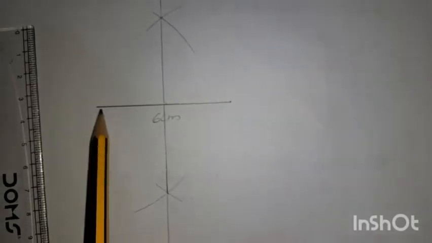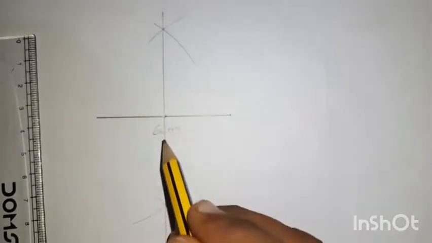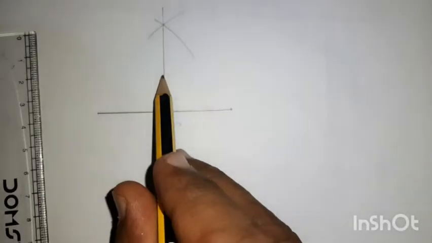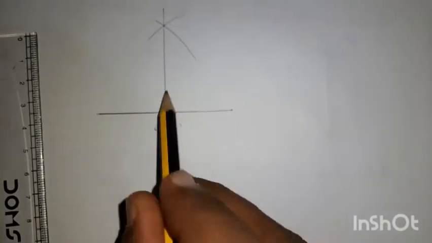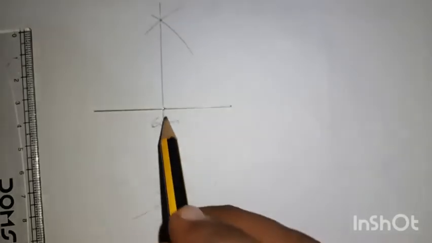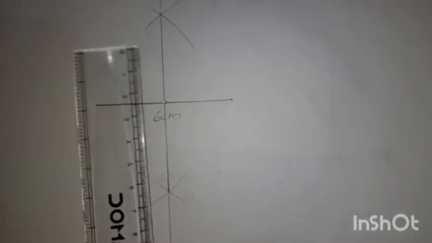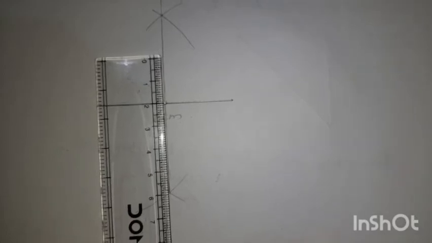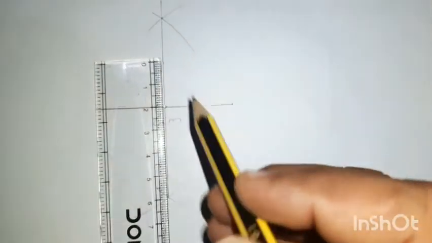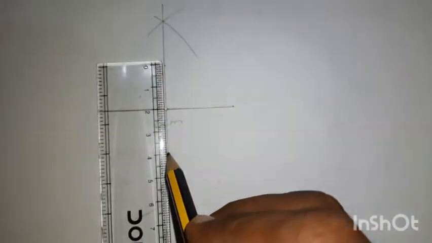Then the first diagonal is 6 centimeter, the next diagonal is 4 centimeter. So from this midpoint, 2 centimeter away, you have to mark a point on both sides. Okay, 2 centimeter. So together it is how much? 4 centimeter. So 2 centimeter away from here and 2 centimeter away from here. You have to mark that. So this is the point 2 centimeter here. So this is the next diagonal.